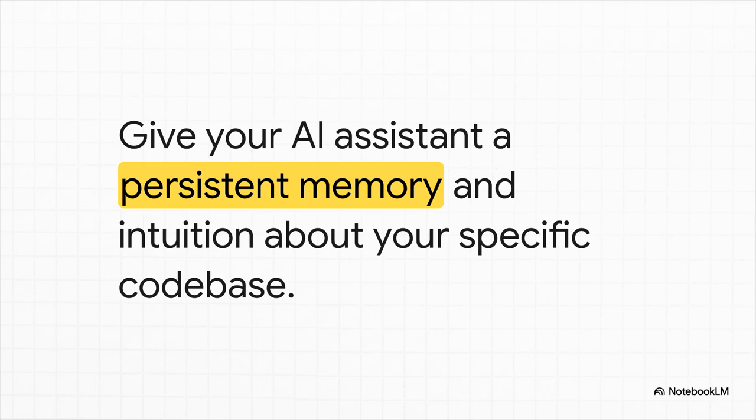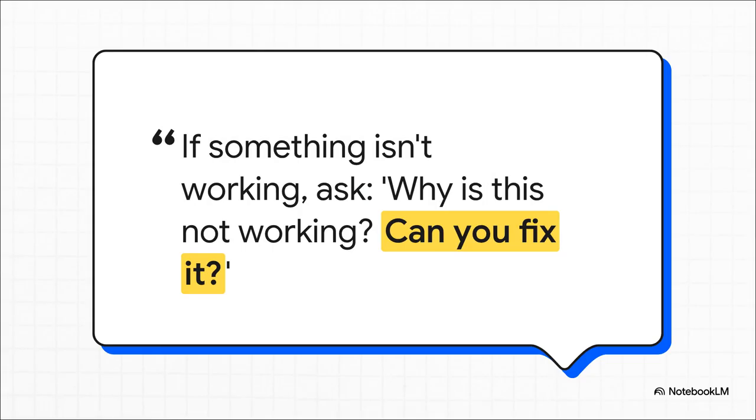RuvVector has these things called intelligence hooks, and they plug its brain directly into the Claude AI assistant. What this does is give Claude a memory, an intuition. It suddenly understands your code base. It remembers what worked last time, it learns from the bugs it helped you fix, and it starts to get good at guessing what you're going to do next.